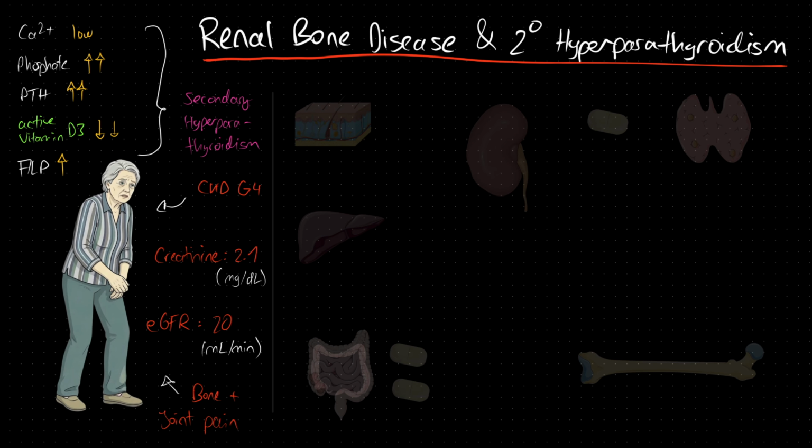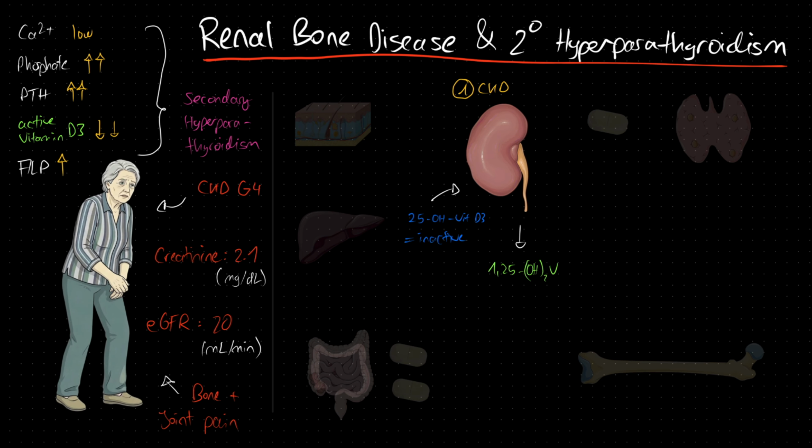So let's talk about the pathophysiology of secondary hyperparathyroidism and renal bone disease to explain these blood values and her bone and joint pain. Patients with advanced chronic kidney disease have severely damaged kidneys. An important function of the kidney is the activation of 25-hydroxyvitamin D3, which is inactive vitamin D3, to 125-dihydroxyvitamin D3, which is active vitamin D3.